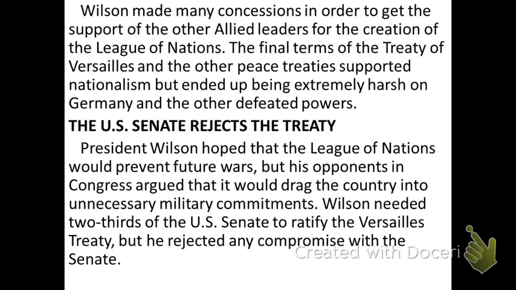Why? Well, partially because he had to make several concessions, as we see on the next slide. He had to make certain concessions in order to get support from the other Allied leaders for the creation of the League of Nations. Now, this was his baby. This was his top key.